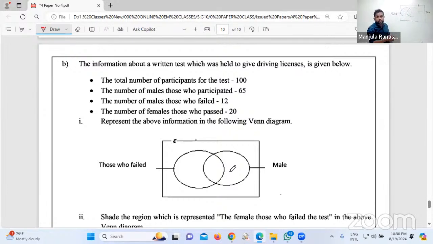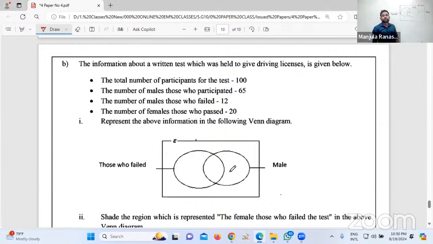Put the elements now. Regarding the driving license written test, the total number of participants for the test is 100. Universal set 100. Then the number of males who participated is 65. Number of males under the male set 65, so you write on the edge of the male set 65. And the number of males who failed, males and failed, 12. That means the intersection, males and failed, 12.